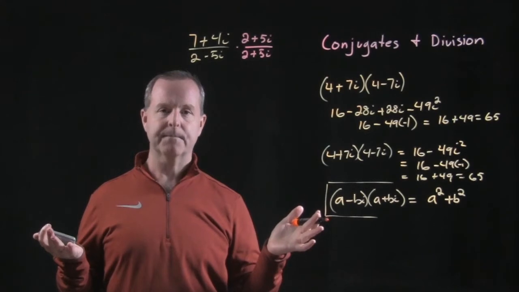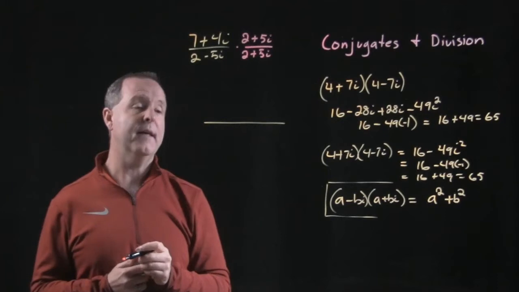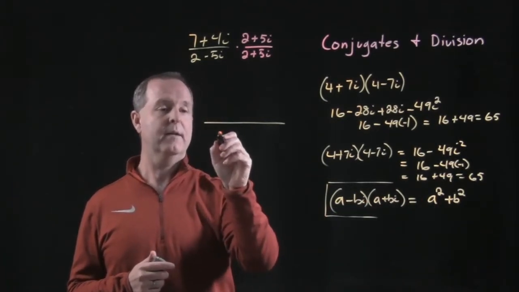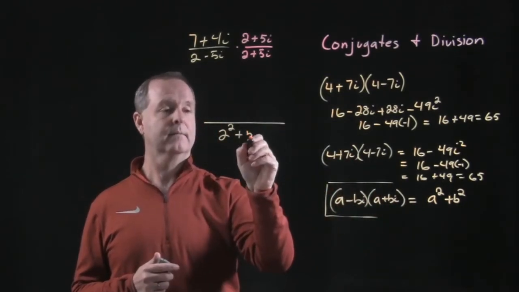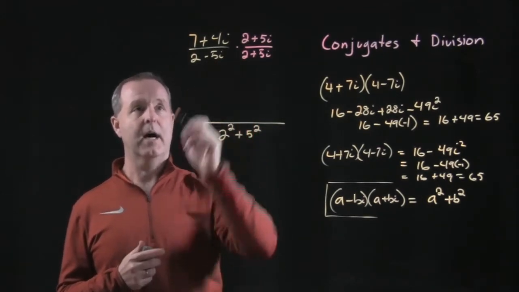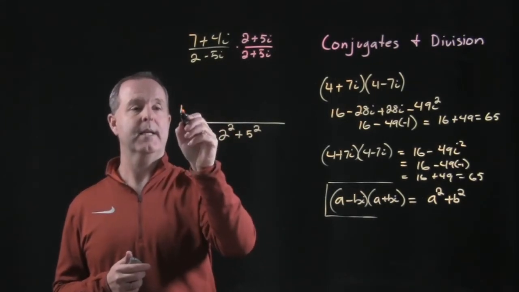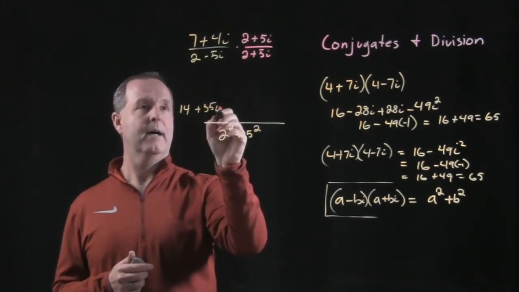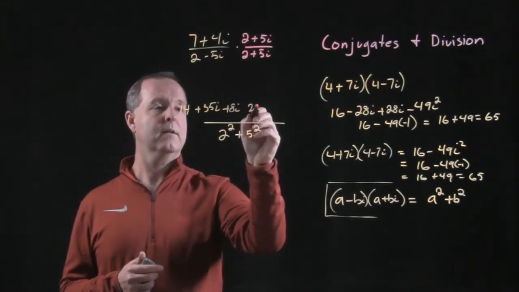Which one do you want to do? Well, I'm going to work on the denominator while you work on the numerator. Denominator then, if I recognize this fashion right here, that's first term squared, 2 squared, plus the 5 squared, which I can work out a little bit. The top looks like I'm going to have to do some FOIL here. So 7 times 2 is 14. Outers gives me a 35i. Inners is an 8i. And lasts is a 20i squared.